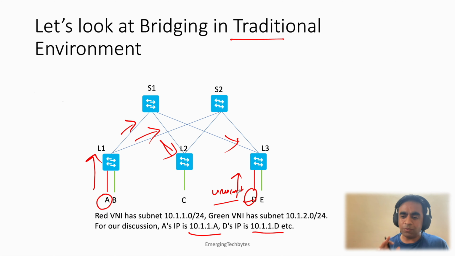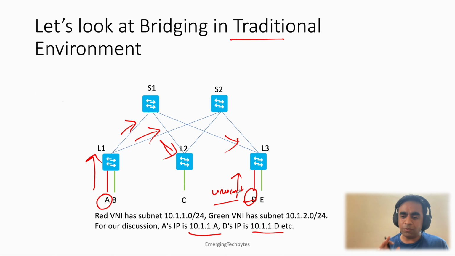Right? So this is how flood and learn works. Again, there are so many videos on YouTube. I just wanted to touch on this context so that when we look at EVPN, you should be able to connect the dots. So now let's just look at the EVPN part.